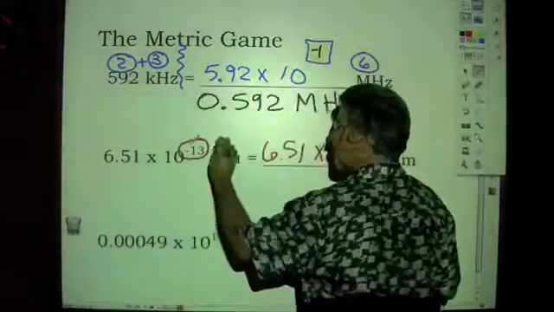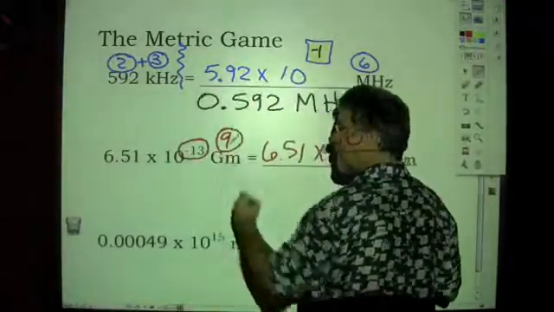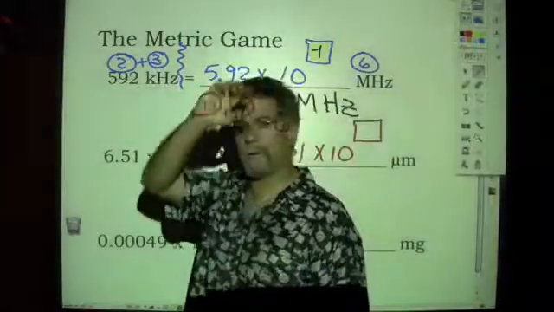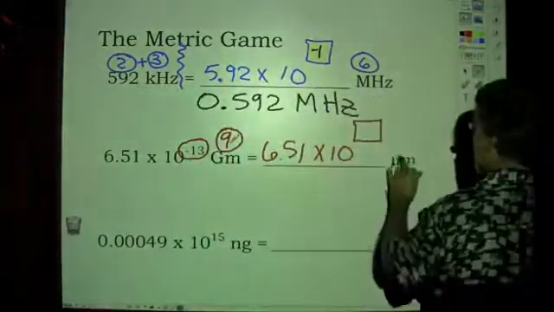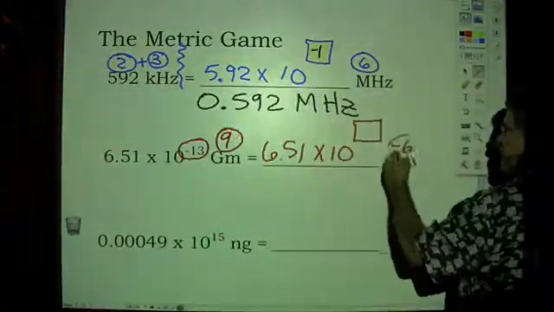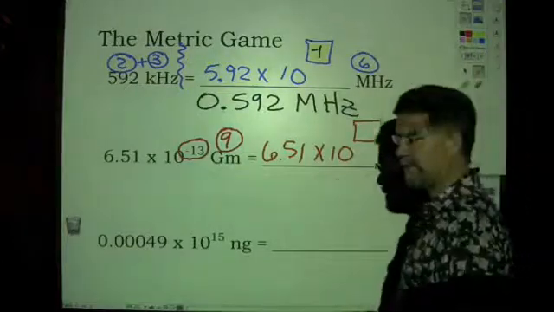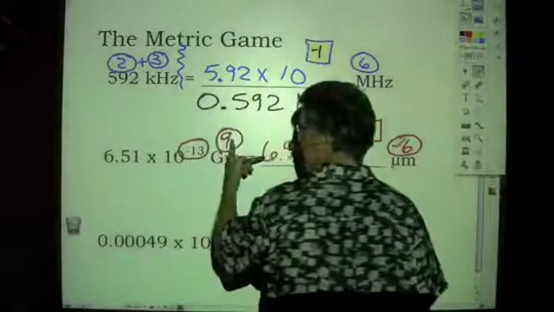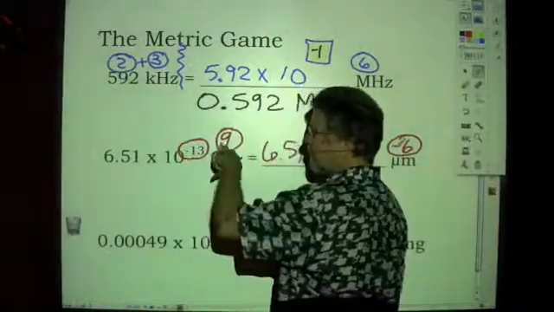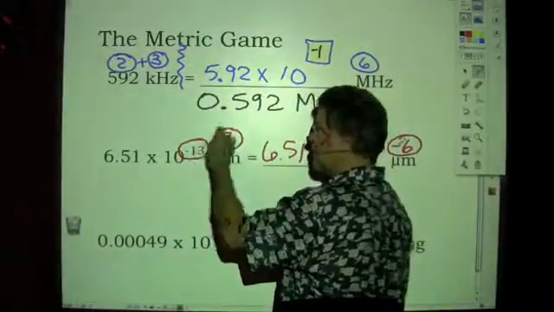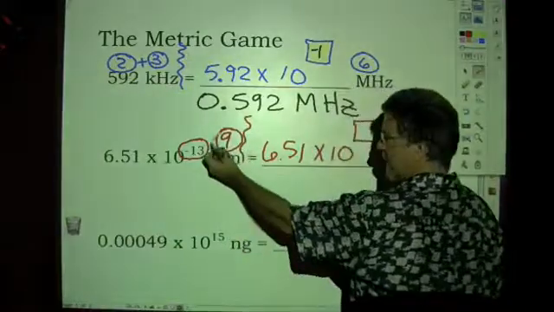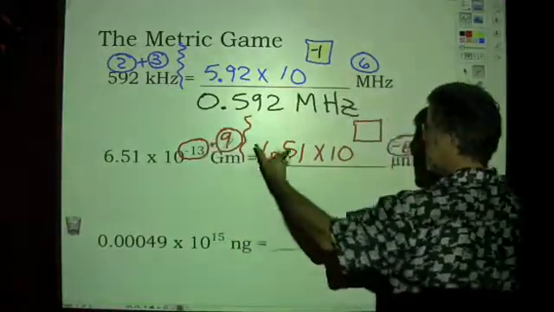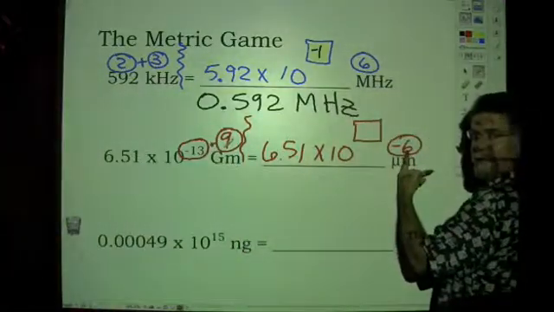And then the giga, I'm going to put a 9 above it because on my power line, it's to the 9th power. And micro, I'm going to put a negative 6 above it because on my power line it's to the negative 6. Now I play the game. I add up these powers on the left. 9 minus 13 is negative 4. And then I subtract over here a negative 6.